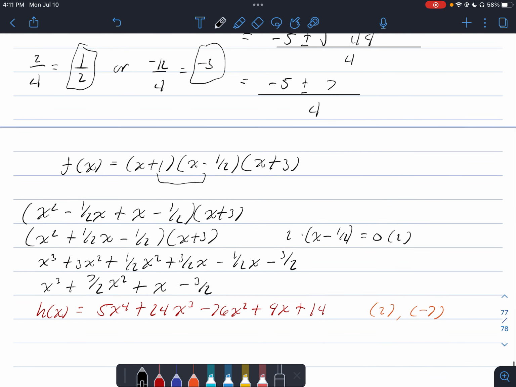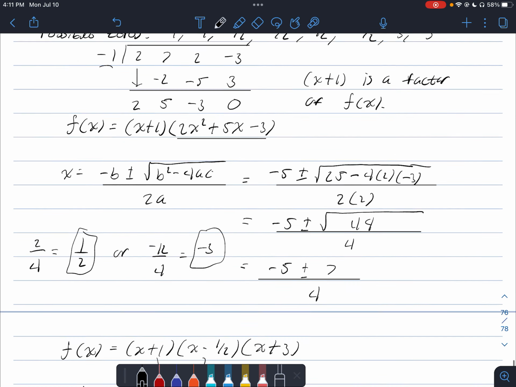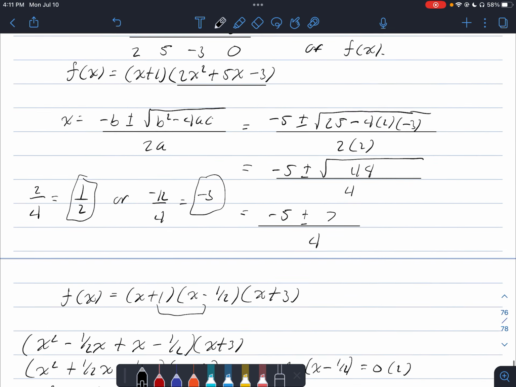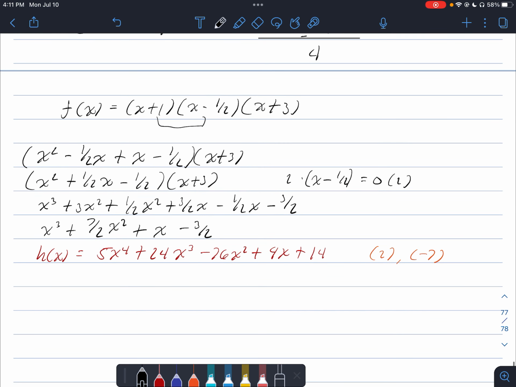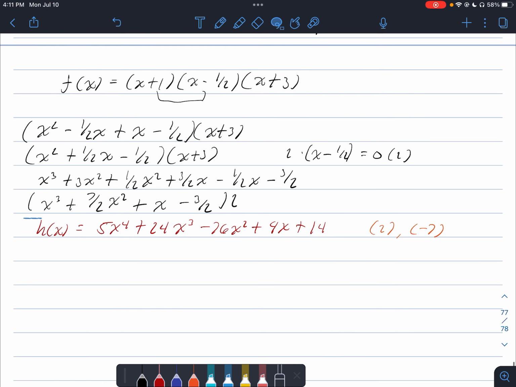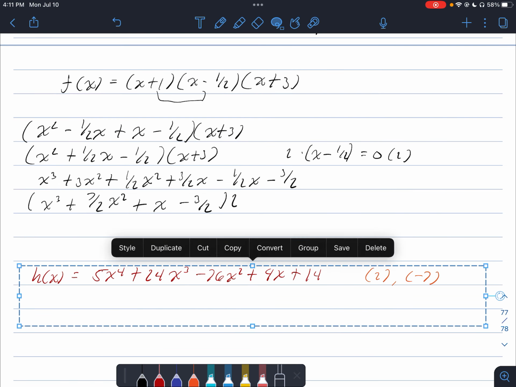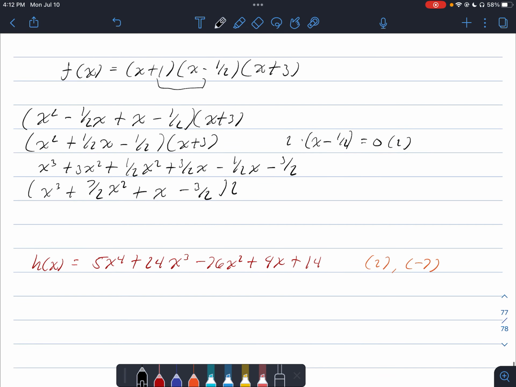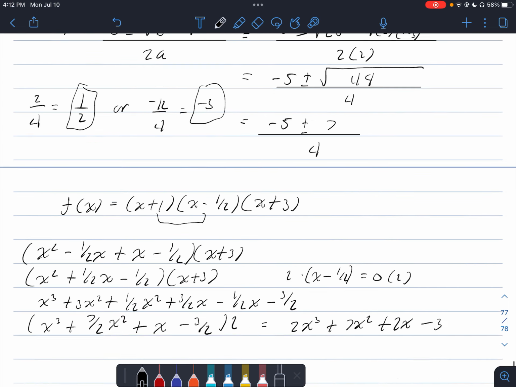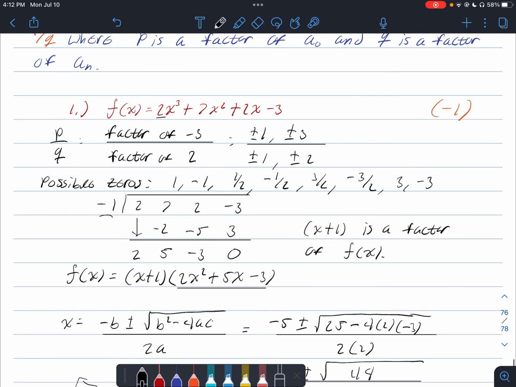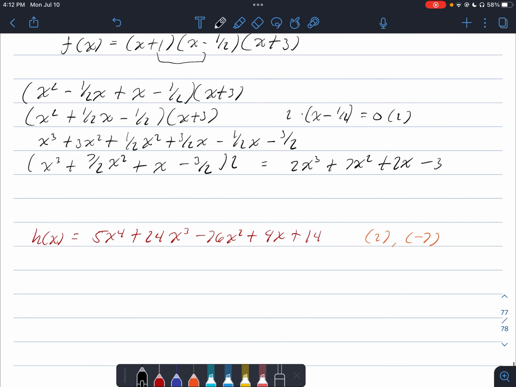Okay, so if we multiply everything by 2 to make sure this coefficient is the same, we will get 2x to the third plus 7x squared plus 2x minus 3. And that is the same thing as our initial polynomial. Okay, so that's important to note.